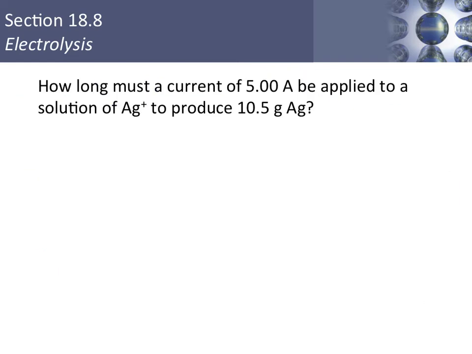So let's apply this process to this problem. How long must a current of 5 amps be applied to a solution of silver ions to produce 10.5 grams of silver atoms? This is kind of the reverse of what we just talked about. We know the mass of metal that we would like to produce. We want to go back and look at how long we need to apply our current of 5 amps.